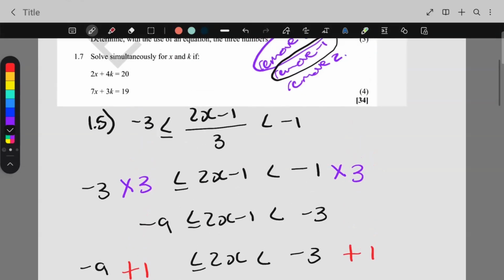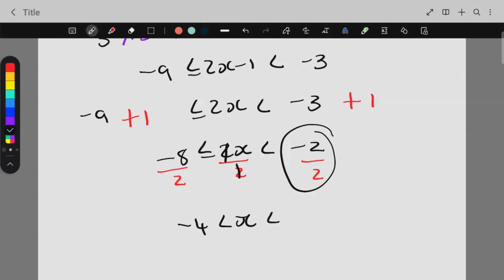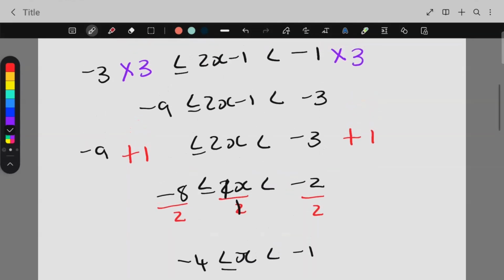Okay, I'm almost done. Now I have to remove the 2. So to remove the 2, I divide by 2. So what I do here, I do on this side and on that side. So I get 2 and 2 to cancel. I get this to be a negative 4. And I get this to be a negative 1. And that is my final answer. X is between negative 4 and negative 1.